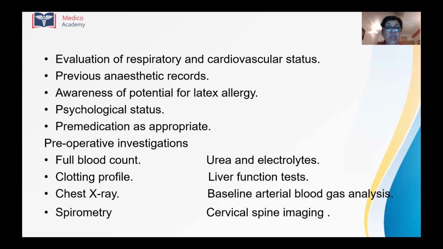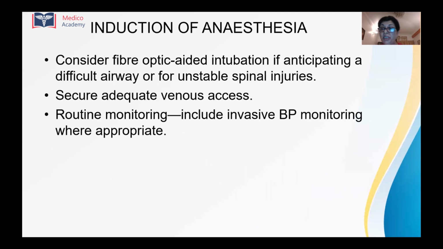The preoperative investigations should include a full blood count, clotting profile, chest X-ray, spirometry, urea and electrolytes, liver function test, baseline arterial blood gas analysis, cervical spine imaging, and ECG and echocardiography are recommended when you are anticipating a congenital cardiac problem. For the induction of anesthesia, you should consider a fiber optic aided intubation if anticipating a difficult airway or in cases of unstable spinal injury.